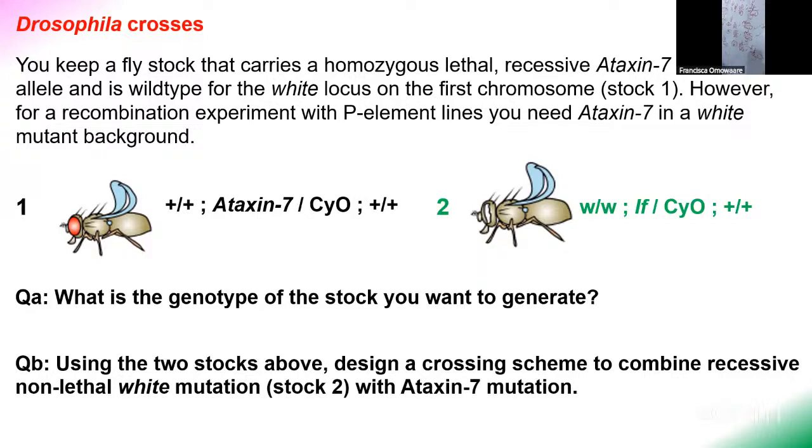crossing them together. Okay. So here, to create a stock, you're just going to have ataxin over curly cross to these over this. And that gives you this. So that's your stock. So any experiment you want to do now, you can do it. So you can do your recombination because that is on a white-eyed background. So happy with that?